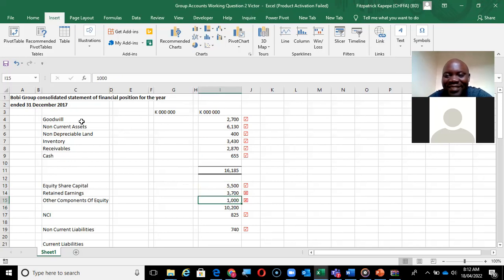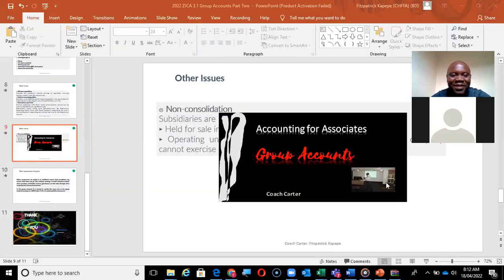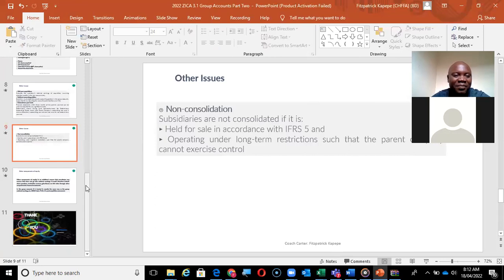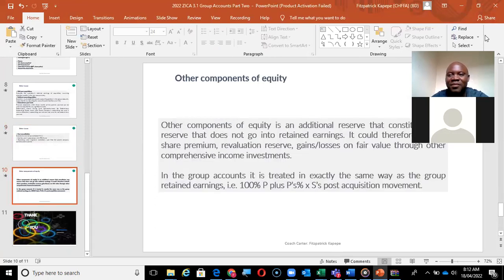Yesterday, we did agree that the computation on other components of equity is similar to what? Hello, Victor. Is it similar to the retained earnings one? To retained earnings. And this is the thing that we did. Where is it? Oh my God. It's here.